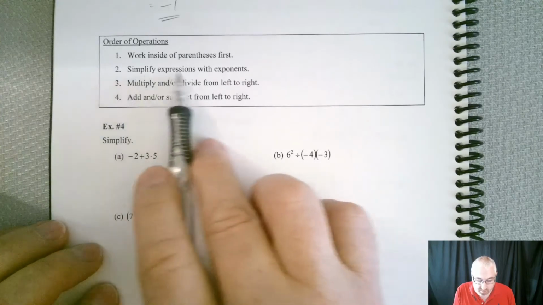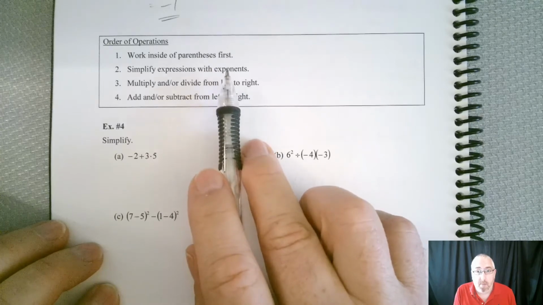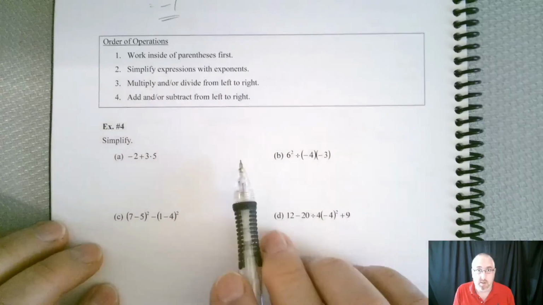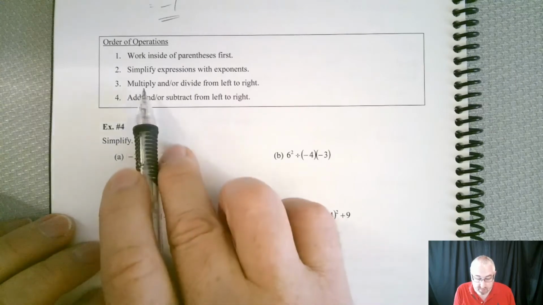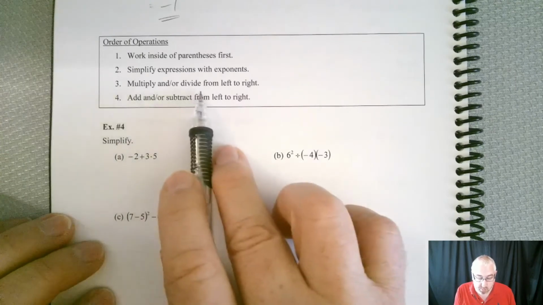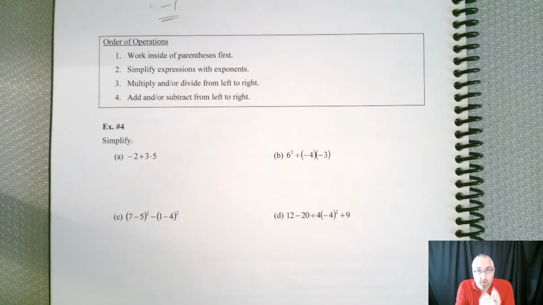Step 2, simplify expressions with exponents. We haven't really touched on exponents too much except for just now, so you have a little bit of a sense of how that works, but we'll see it in action with these problems as we go. After you've simplified those, you want to multiply or divide from left to right. Again, it's not multiplication first and division second. It's either or as you go from left to right. So you've got to be really careful. There's going to be spots where they try to trip you up.